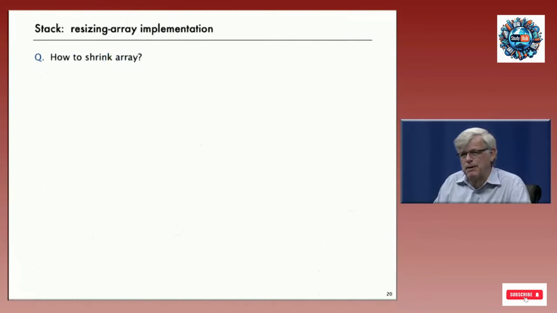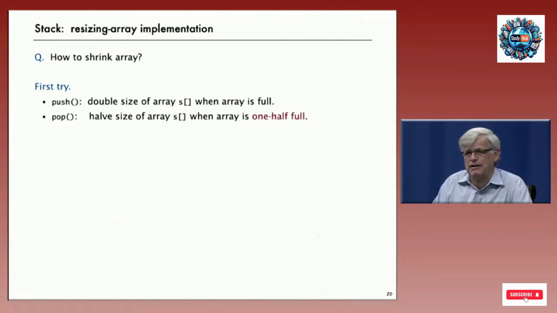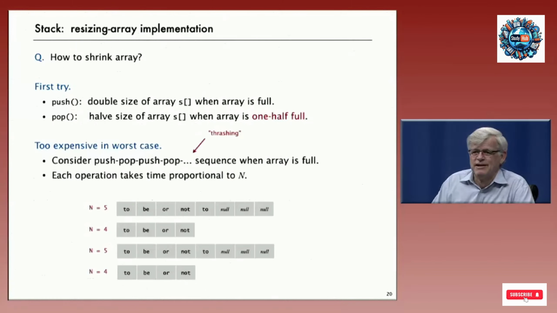Now, what about the pop? We have to think about how to shrink the array. So you might think, well, we doubled it when it was full. Why don't we cut it in half when it gets to be half full? We don't want the array to get too empty. Well, that one doesn't exactly work because of a phenomenon called thrashing.